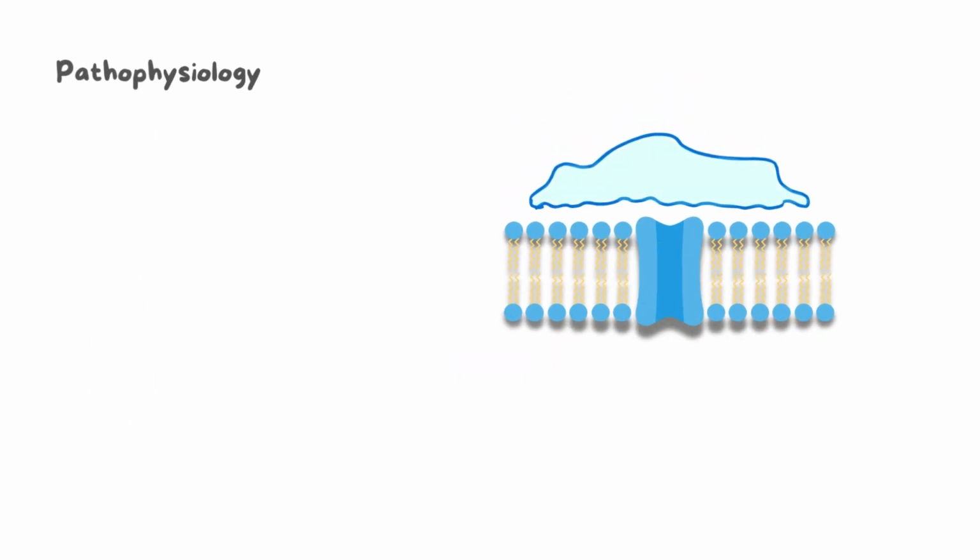A genetic mutation in the CFTR gene can lead to absence or malfunction of this protein. To date, nearly 2,000 different variants of this gene have been identified, with some causing milder disease while others are more severe.